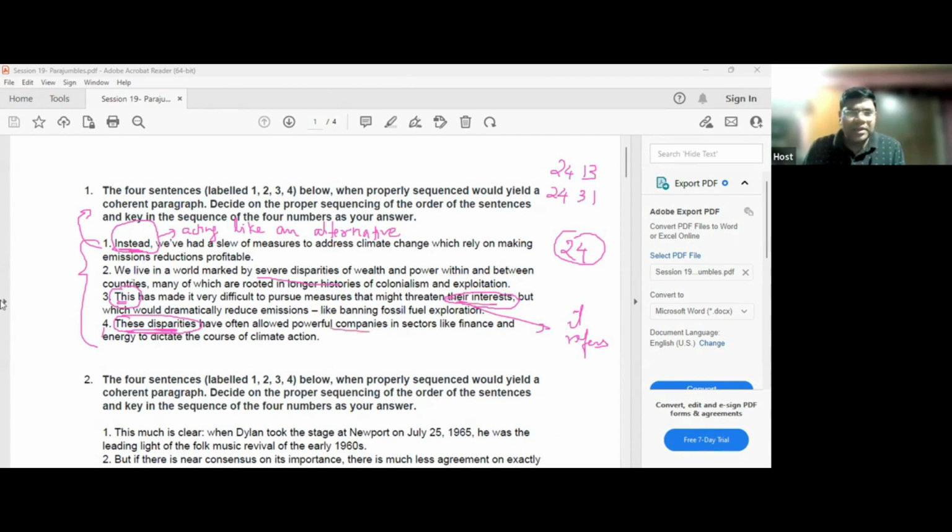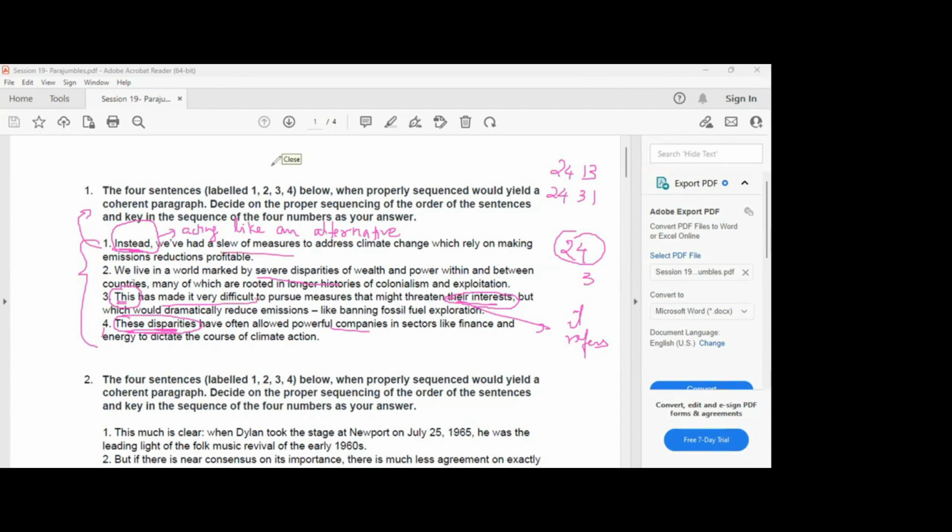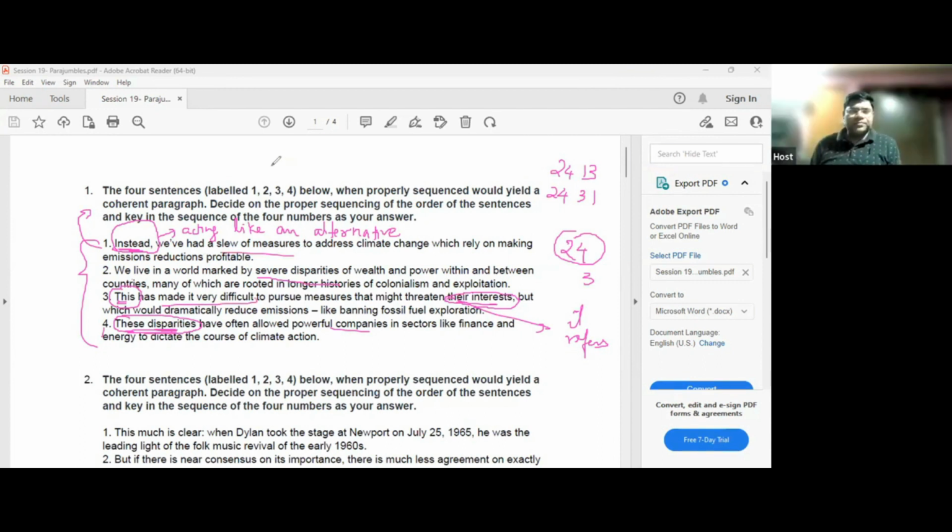So you have 2-4-3, and what it says: this has made it difficult to pursue measures that might threaten their interest, but which would dramatically reduce emissions. So all these things have made it difficult, and instead we have a slew of measures to address climate change, which rely on making emissions reductions profitable. है ना? सही है कि नहीं? This has made it difficult, and instead of this, we have these. So can I say that if this question came in the exam, most of you would get it correct?